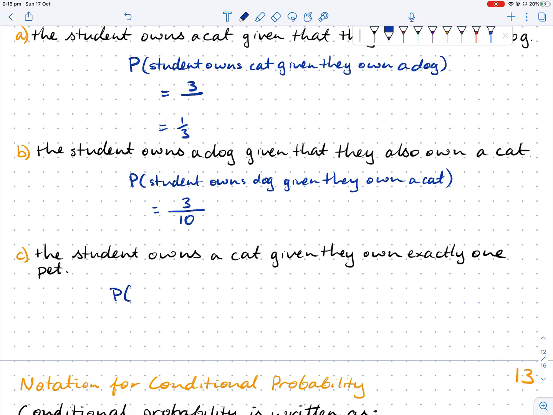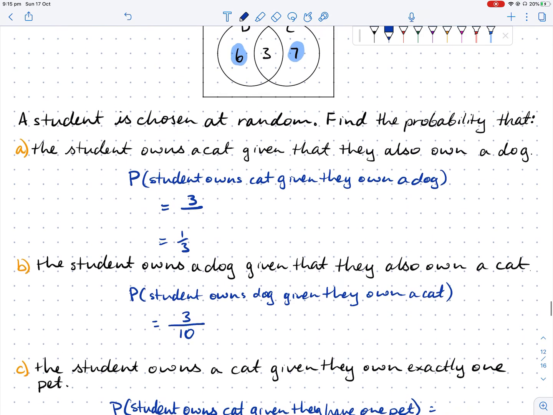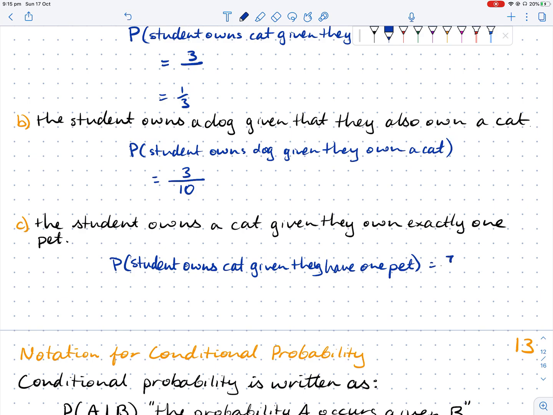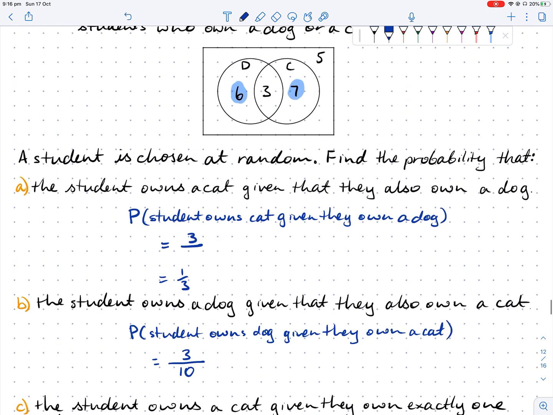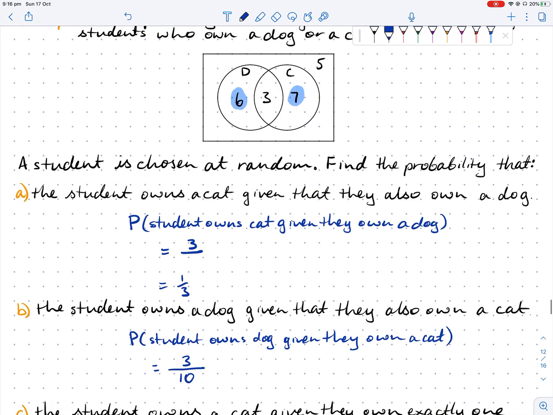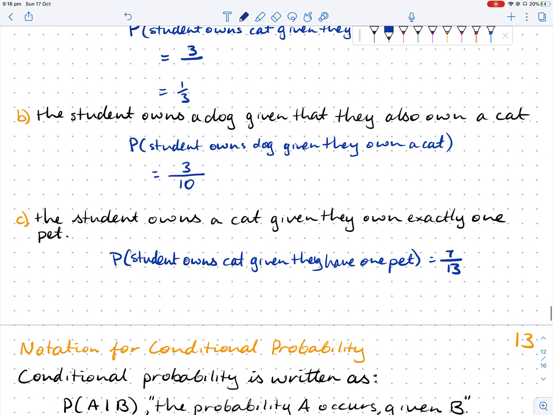So the probability student owns cat given they have 1 pet is the 7 cat owners out of the total of 13. So the probabilities do change a fair bit. What you want to do is, if you are given a Venn diagram, make sure you're reading that carefully.